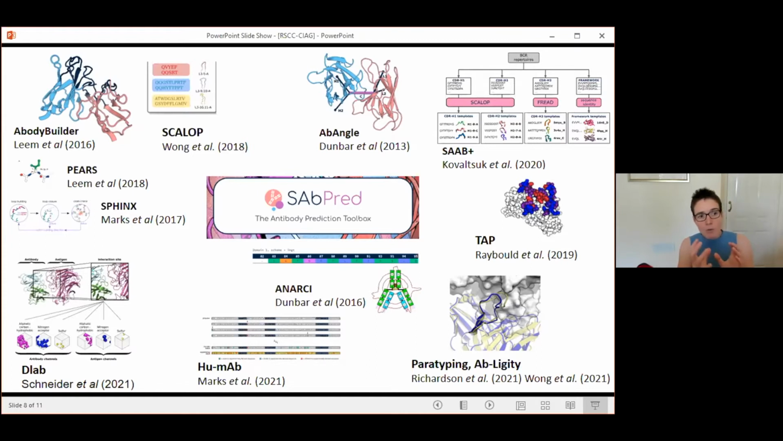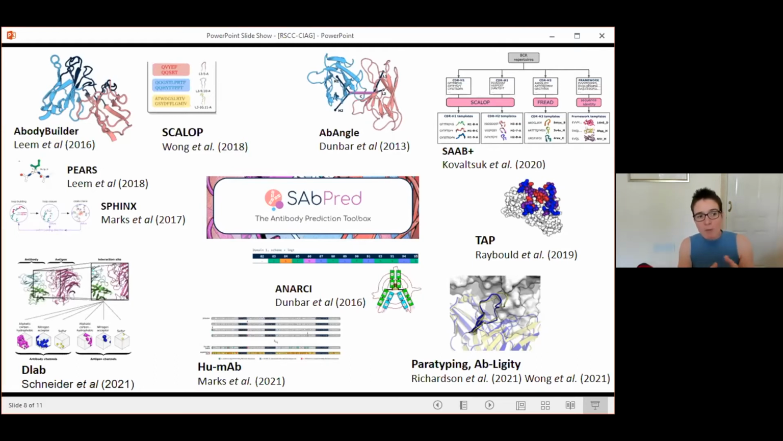And then a whole set of tools, so ABodyBuilder, Scallop, Pairs, and Sphinx, and they are all about being able to build these three-dimensional models of antibodies. And we are continuously working on improving those. There's some tools that we're just about to publish, so unfortunately we can't show you today, around improving our predictions there, but they'll all be part of this suite, so they'll appear on our website in the very near future.